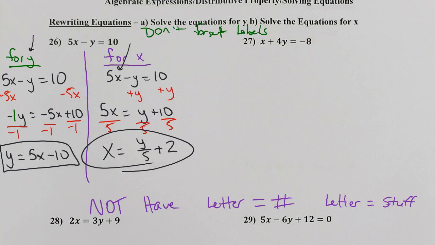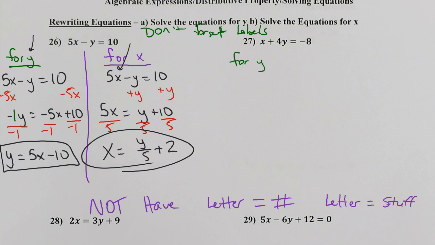That's it for 26. So all the problems, 26 on this page, 27, 28, 29, etc., will look exactly like this. So if you don't have a label, you don't have at the end y equals some stuff with x on the other side, x equals some stuff with y on the other side, you're making a mistake. All right. So here we go again.